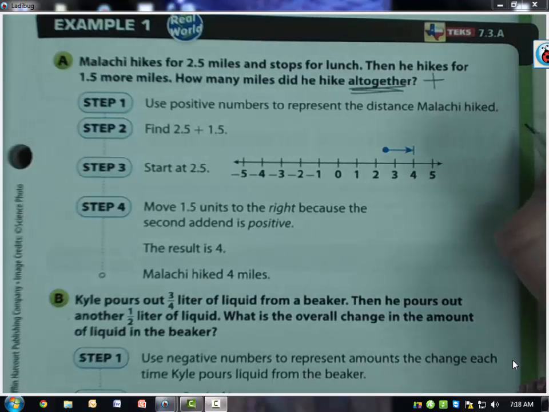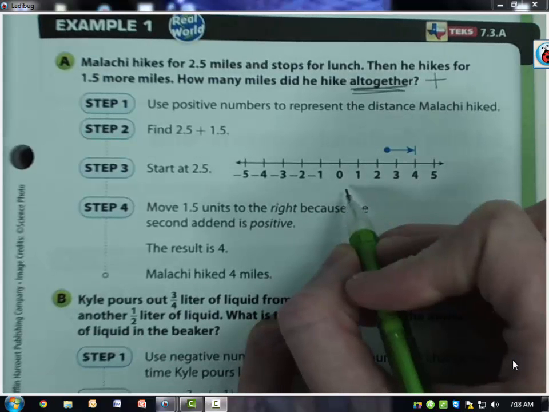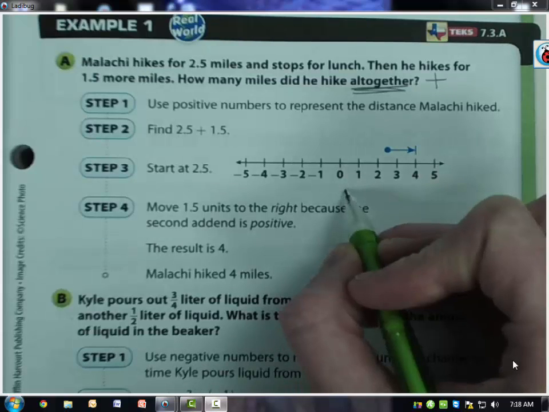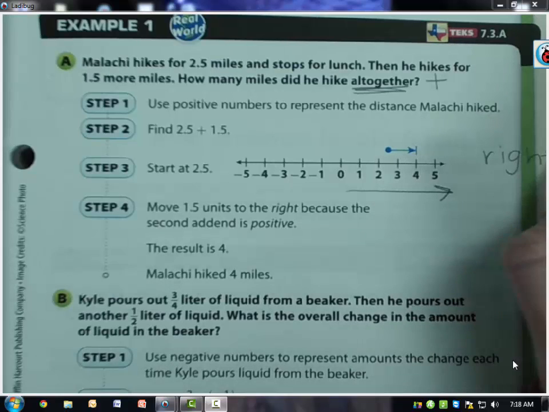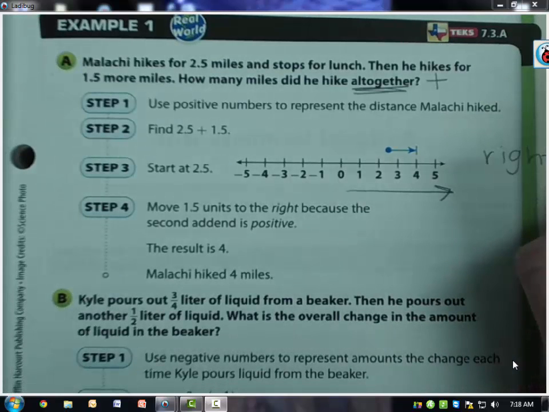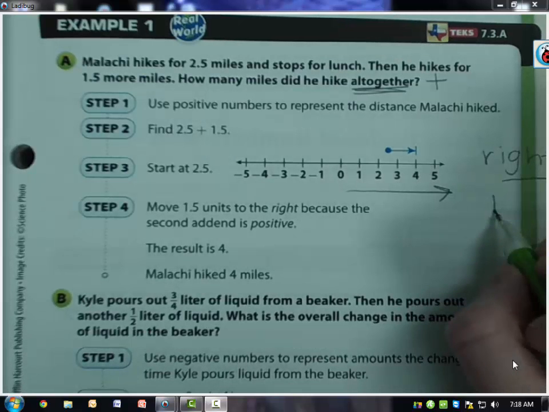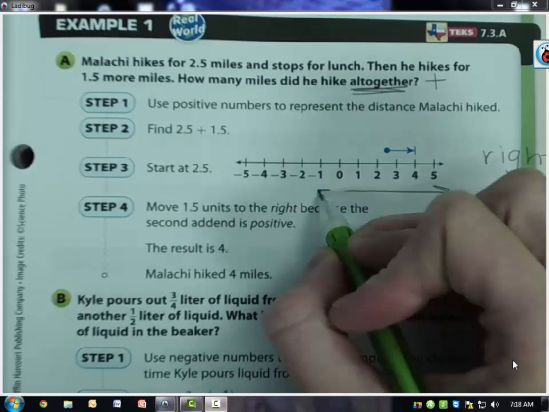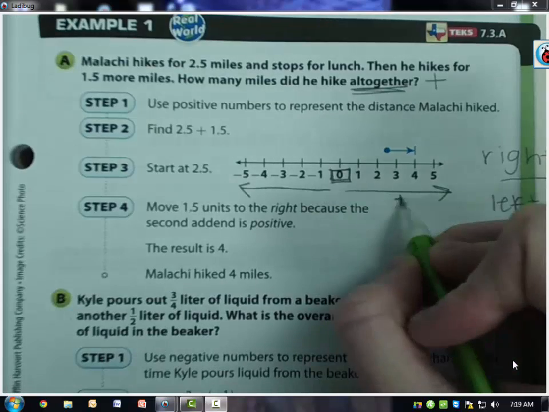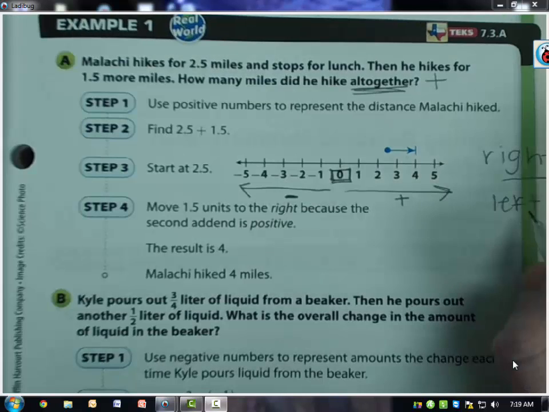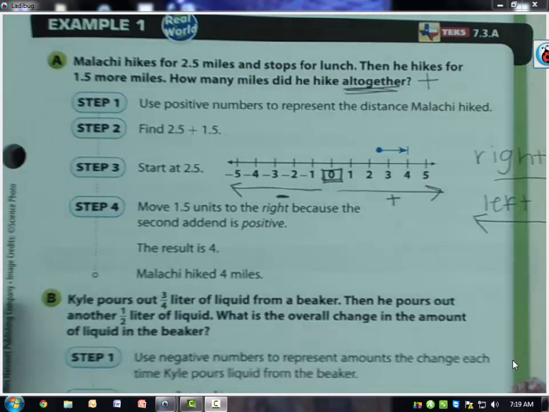Okay? So first of all, when we're adding, which way do we go on the number line? Very good. We always go to the right if we are working with positives or if we're adding. Okay? We always go to the left this way from 0. So let's always box our 0 here. And then we have our positives over here and our negatives over here. So left is always going to be working with subtraction or negatives.